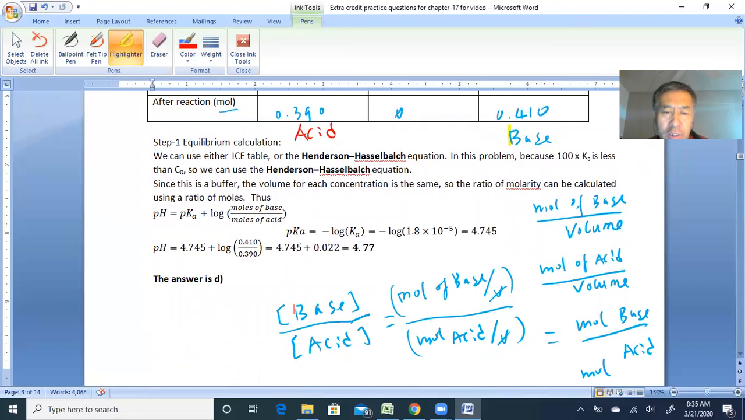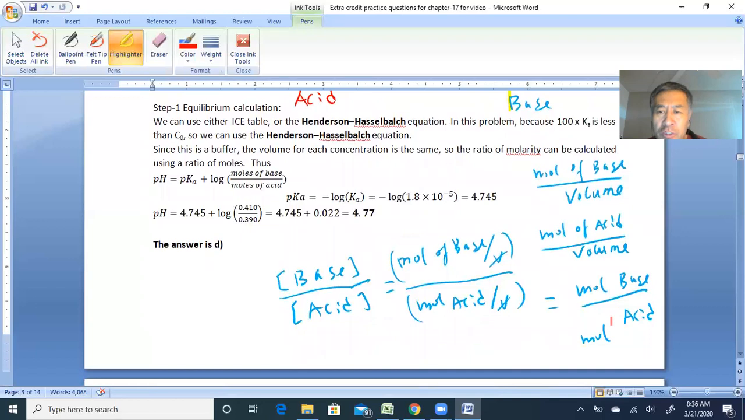So therefore, initially the definition in the Henderson-Hasselbalch is a molarity of base over molarity of acid. So we substitute these two expressions into this equation. We get mole of base over volume over mole of acid over volume. Then we can see the volume cancels out. So therefore, this molarity ratio becomes a mole ratio, mole of base and mole of acid.